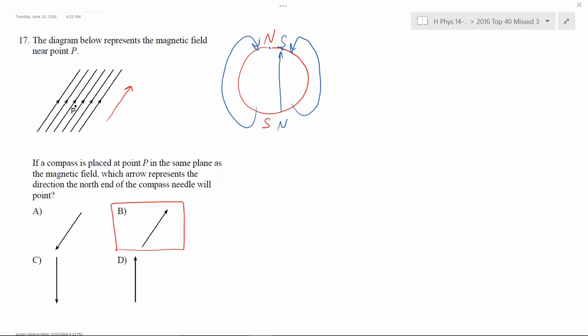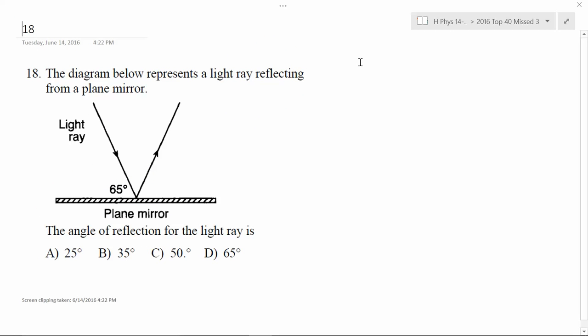So a lot of interesting stuff there, but most of that won't help you on the Regents. The Regents very lightly test magnetism, almost no questions. And if you do, it's likely to be a compass. And when it is a compass, the magnetic field lines tell you the direction the compass is going to point. 18.